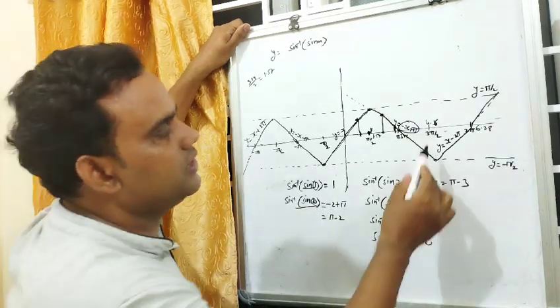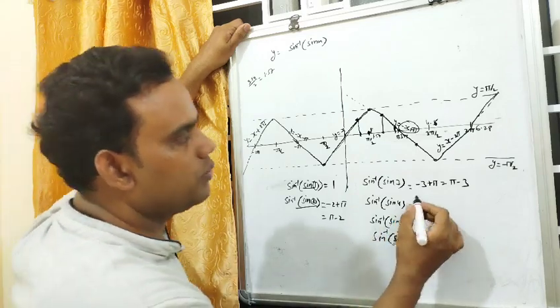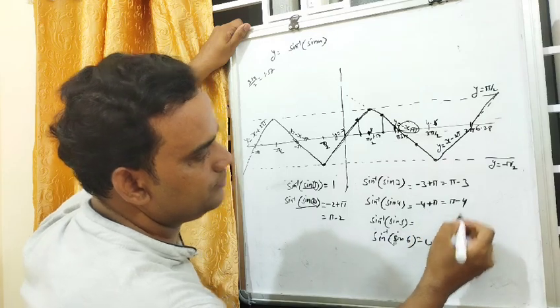So sine 4 is here, 4.6, on this line. So again, minus x plus pi. So minus x means minus 4 plus pi, which means pi minus 4.